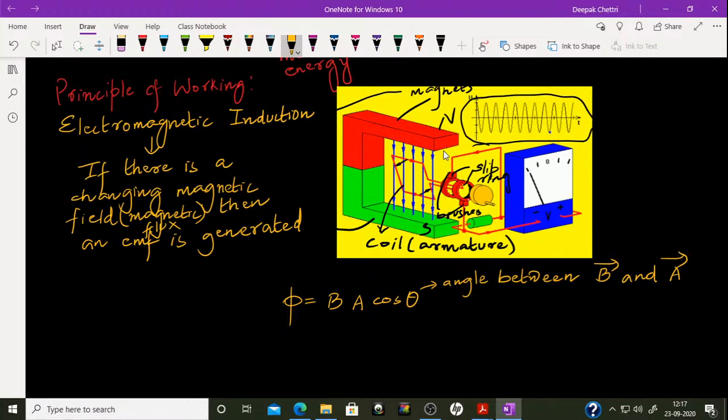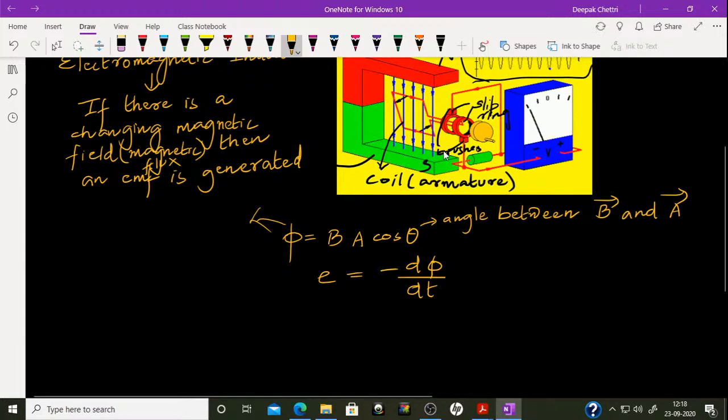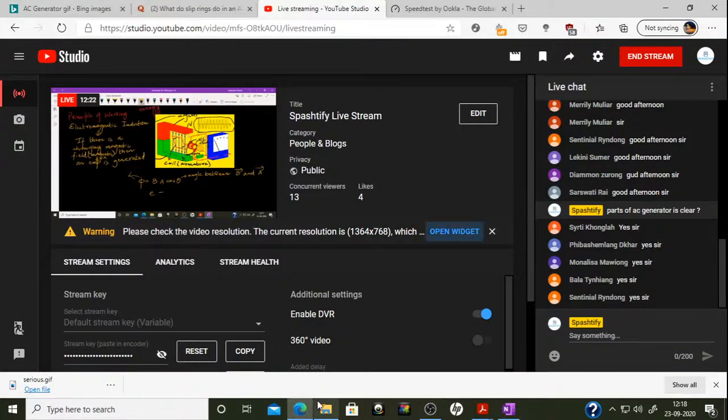Now what happens here? The magnetic field is constant, it's not changing because we are using the same magnet. Even the area of the coil you cannot change, the shape is the same, so area will be the same. But what is different here? Theta will go on changing as the coil is made to rotate. The angle between B and A changes. So because of this phi also changes, and when phi changes you get EMF. Why? Because the formula for EMF is minus d phi by dt. This is from Faraday's law, right. Yes or no? Is it clear so far?